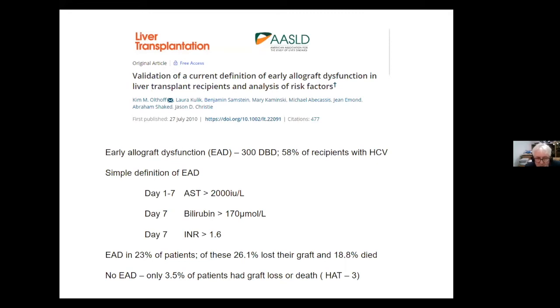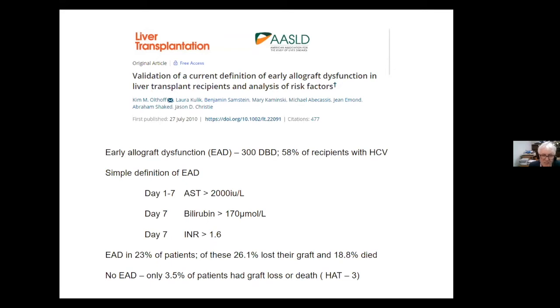And those with a serum bilirubin of greater than 170 micromoles at day 7, and an INR of greater than 1.6. And this is in agreement with the French description of the so-called 50-50 rule, which is a serum bilirubin of 150 and an INR of greater than 1.6 at day 5, post-liver resection. These were associated with small for size and patient mortality. So in this definition by Kim Altoft, early graft dysfunction was present in just over 20% of patients.